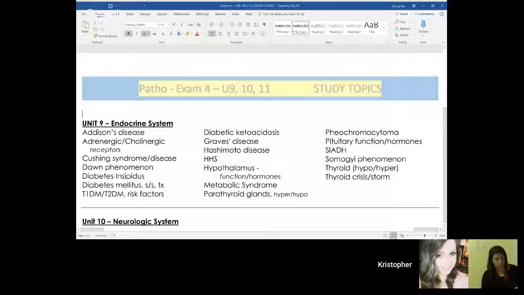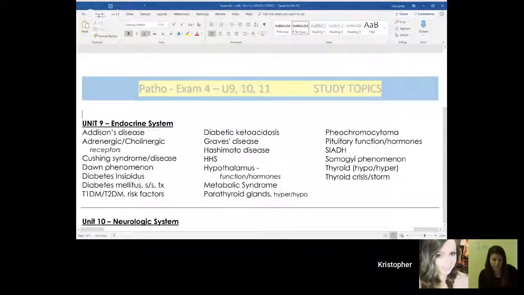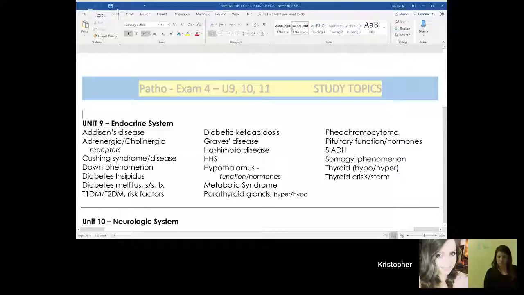So what does ADH do in the body? When it's released, what does it do? What's its function? Antidiuretic. Yeah, it holds on to fluid. It tells the kidneys to do what? Retain fluid. Okay, so if I have SIADH, which is an elevated ADH, what's that going to tell the kidneys to do? It's going to tell it to retain as much more fluid. It's going to dilute the blood.